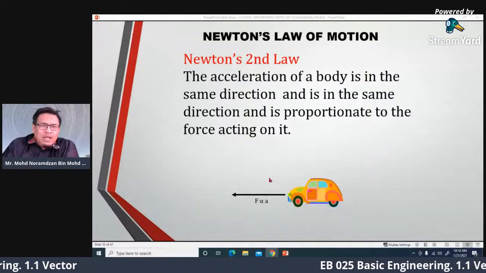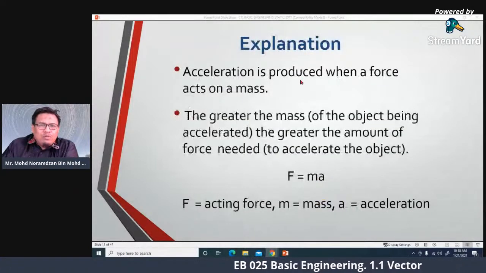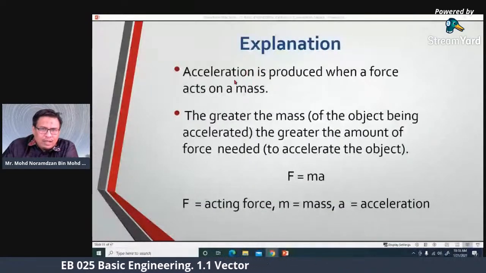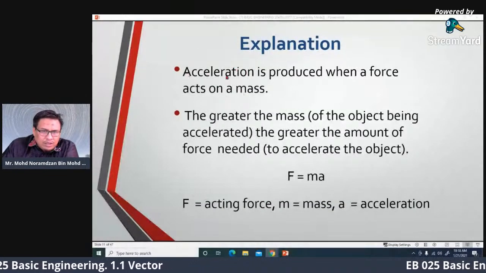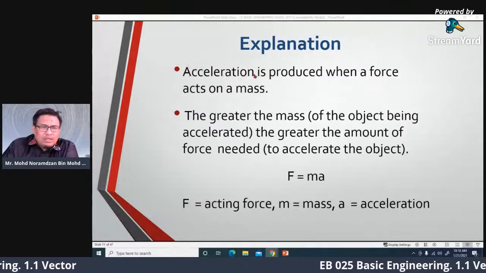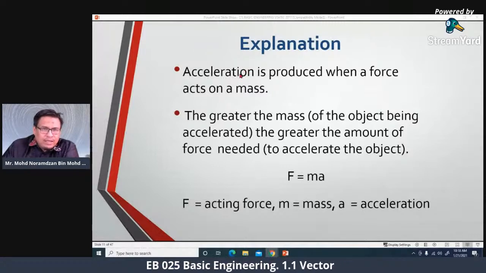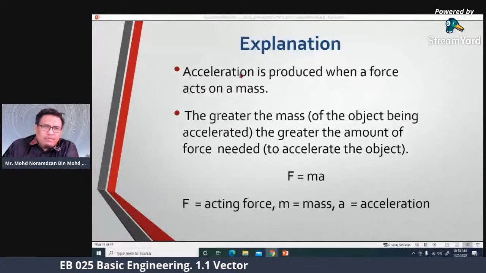Explanation: acceleration is produced when a force acts on a mass. Mass means the object. Acceleration, pecutan, is the rate of change of speed. Velocity is different.